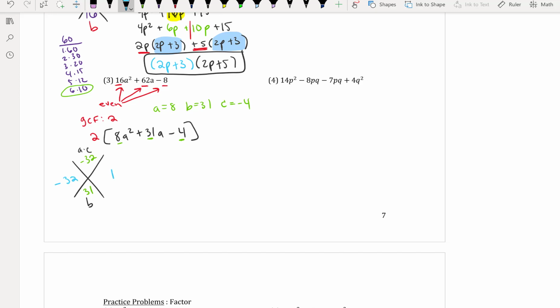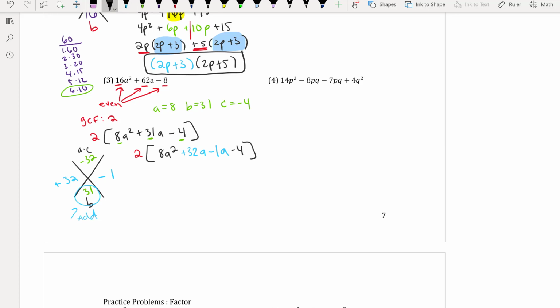32 is going to be positive, and my 1 is going to be negative. Why? Because I want it to add up to a positive 31, so my bigger number is going to be positive. So I'm going to rewrite this. I still have a 2 hanging out on the outside, but now I have 8a squared, and now I'm going to write this as a positive 32a, negative 1a, and I still have my minus 4.